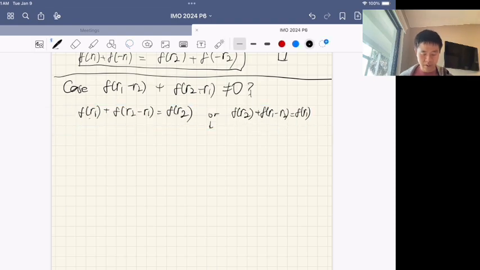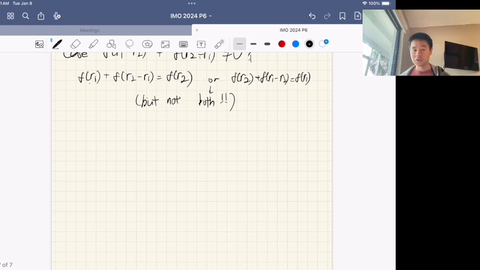Or this one, but not both. Now since R1 and R2 are symmetric, we can say, without loss of generality, that we assume this first one is true and the second one is false.